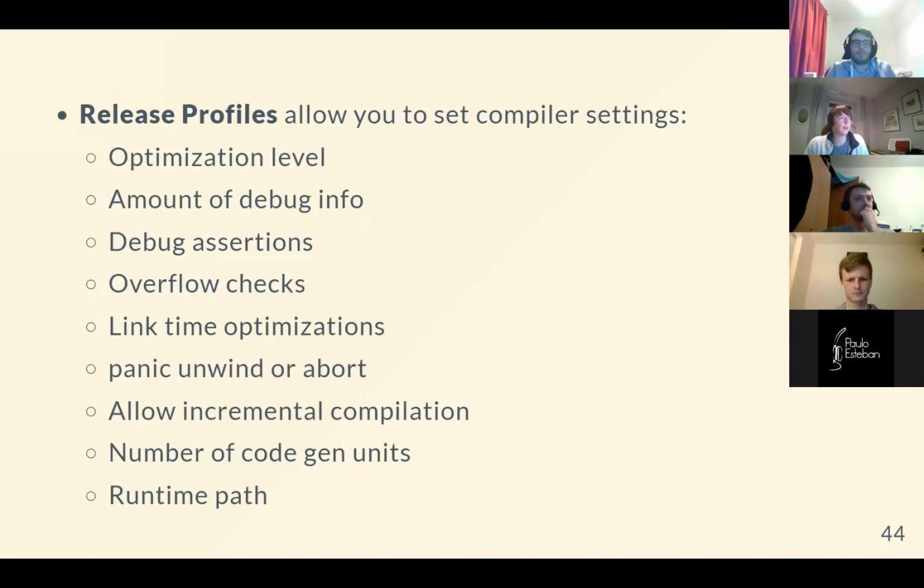So release profiles allow you to set a ton of compiler settings. You've got the optimization level, the amount of debug info, debug assertions, overflow checks, link time optimizations, panic unwind or abort, which is what Richard touched on before in error handling when he was talking about whether or not you can get stack traces, depending on whether or not you're actually unwinding when you panic. It also allows incremental compilation and sets the number of codegen units. This is to do with parallelizing for faster compilation, but potentially not getting the runtime performance that you might have if you'd compiled it as a single block or just fewer blocks. And then also the runtime path, which is where you can pick up various binaries from to use.